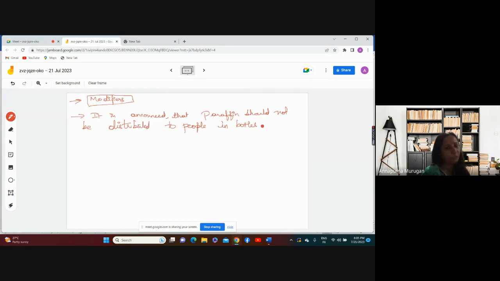Distributed? No. Okay, so should not be distributed. No, no, I'm trying to say that that is also not a problem. Paraffin should not be distributed to people. Yes, so that is right. Distributed is the right form. Tell me, find out. Shouldn't? That doesn't make sense. On bottles, how can we give something on bottles? Something should be in bottles only, right?